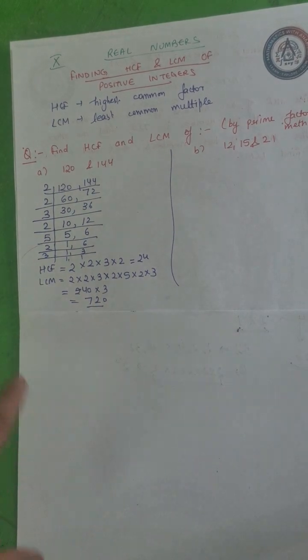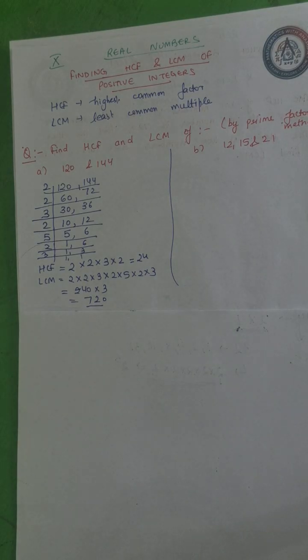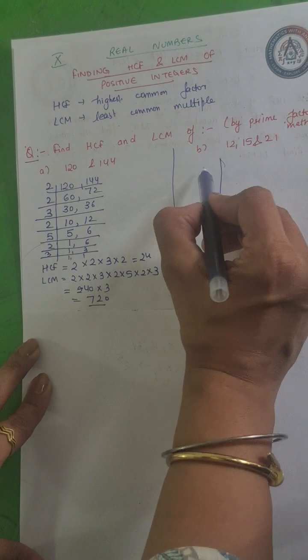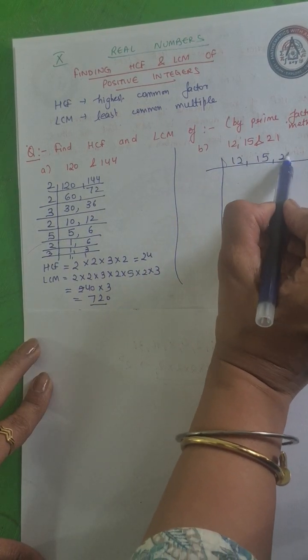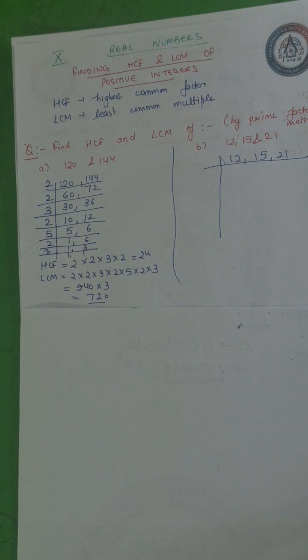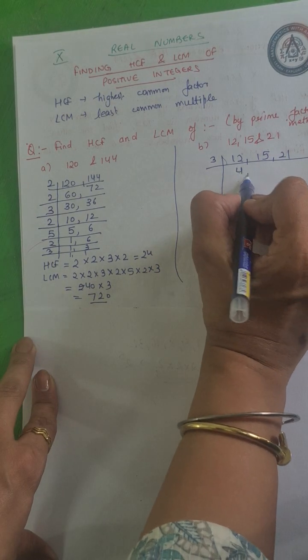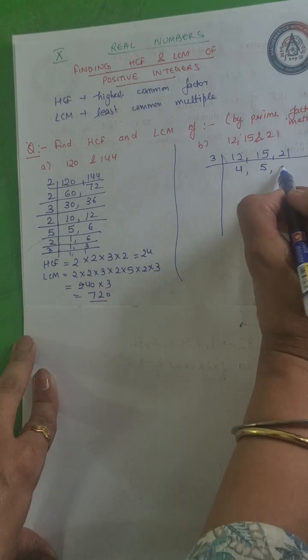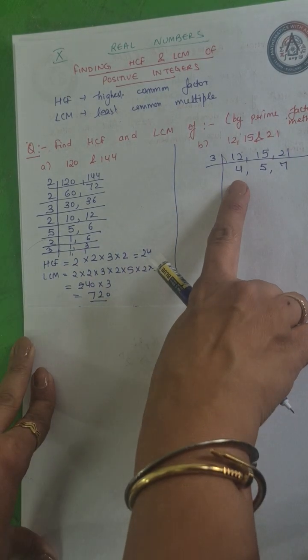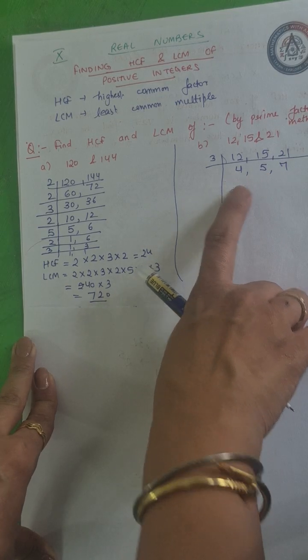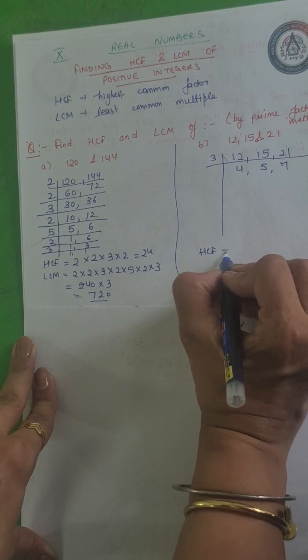Let's take another example where we are given 3 numbers. The rule will remain the same whether we have 2 numbers, 3 numbers or 4 numbers. So what we are going to do is take 12, 15 and 21. We have to think of a prime number which is divisible by all these 3 numbers. I remember the table of 3. All come in the table of 3. So my first prime number will be 3. 3 times 4 is 12. 3 times 5 is 15 and 3 times 7 is 21. If I check 4, 5 and 7, there is no prime number that is common to all.